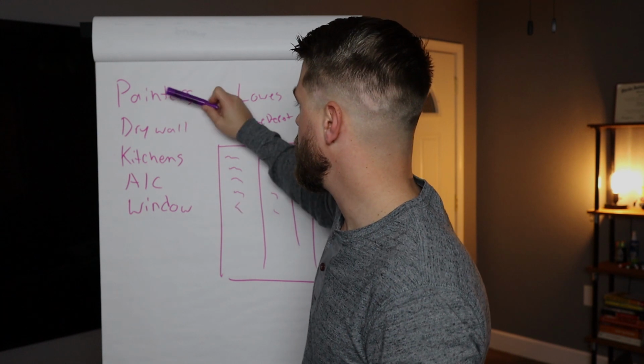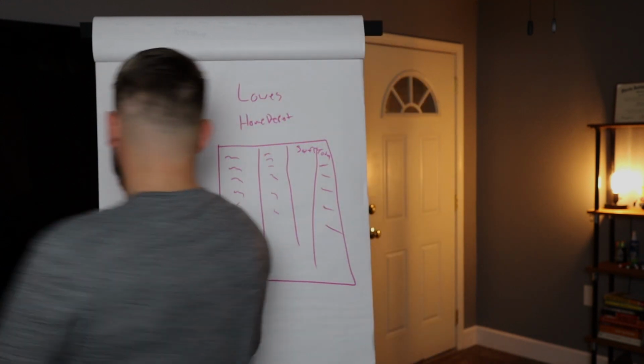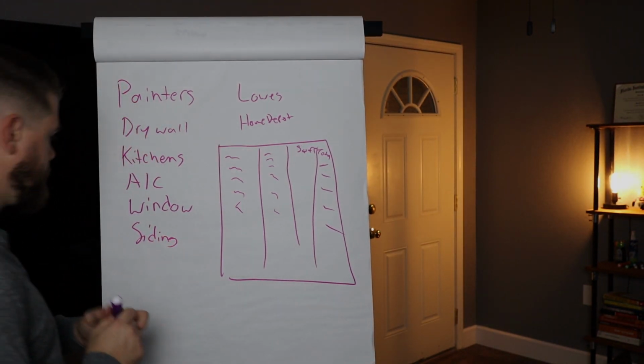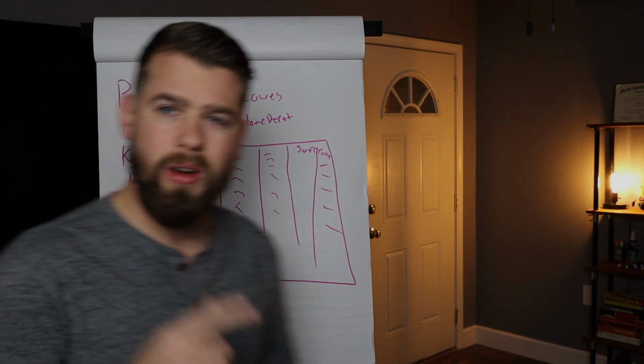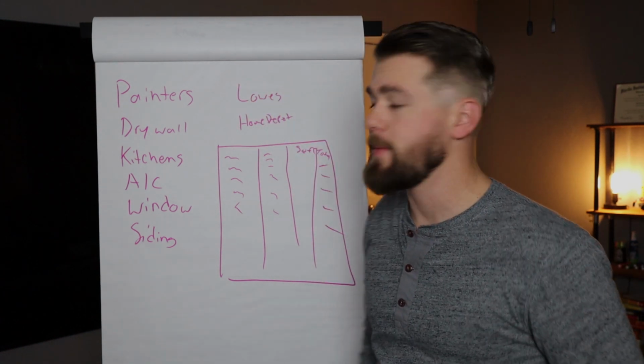You're going to want to list painters, drywall, kitchens, AC, windows, siding. What else? I just said something a little bit ago that reminded me of one, but I don't remember what it is now. But that's pretty much it. That's what you want to do.